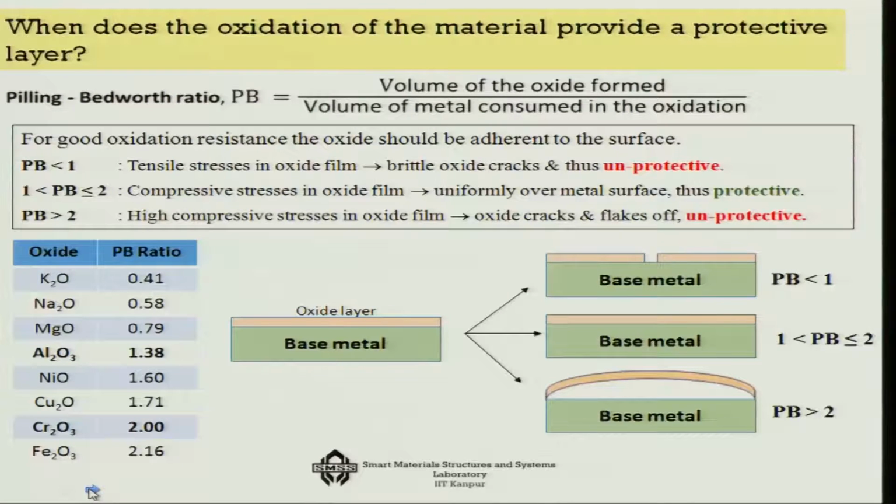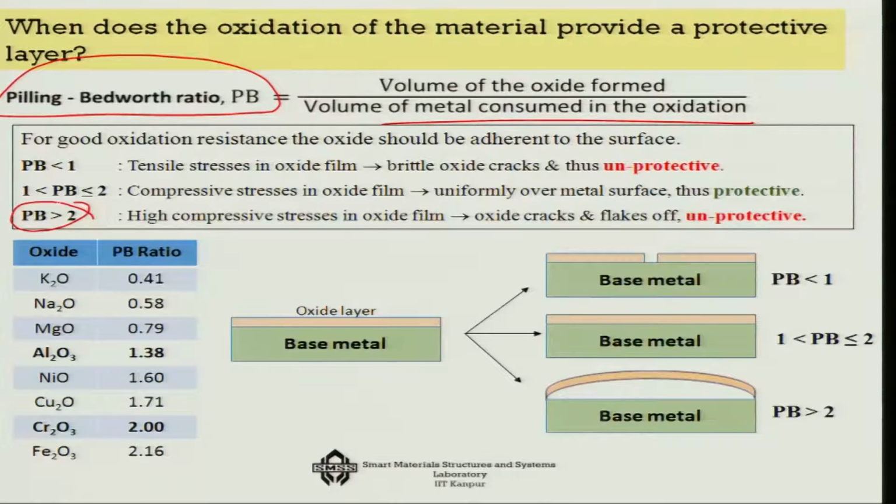Now, when we select such material to provide a protective layer over the original material, there is something called the Pilling-Bedworth ratio, PB, okay, which is nothing but the volume of the oxide that is forming during reaction to the volume of metal that is consumed in the oxidation. So, if suppose the PB ratio is greater than 2, what does it mean? It means a lot of oxides are getting formed and relatively less amount of metal is consumed in the oxidation.